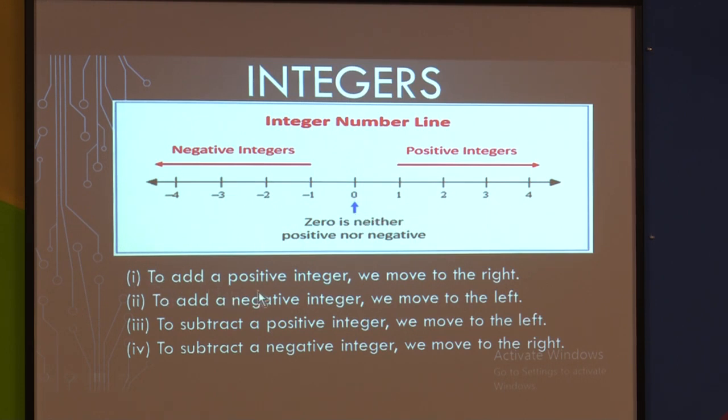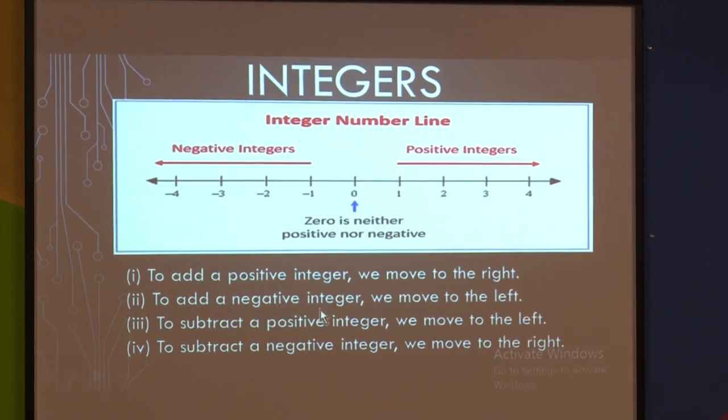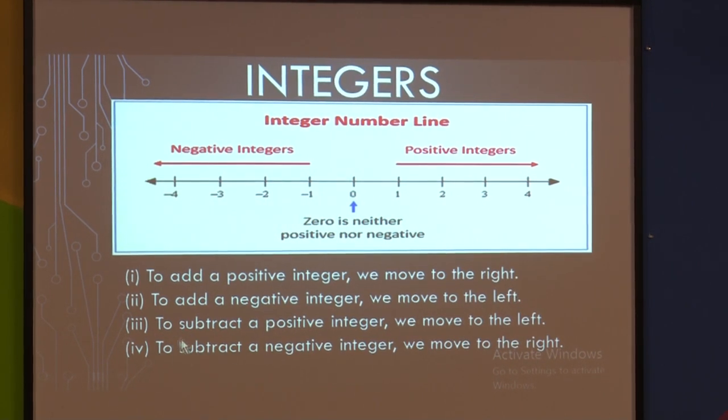To add positive integers, we move to the right side. To add negative integers, we move to the left side. To subtract positive integers, we move to the left, and to subtract negative integers, we move to the right.